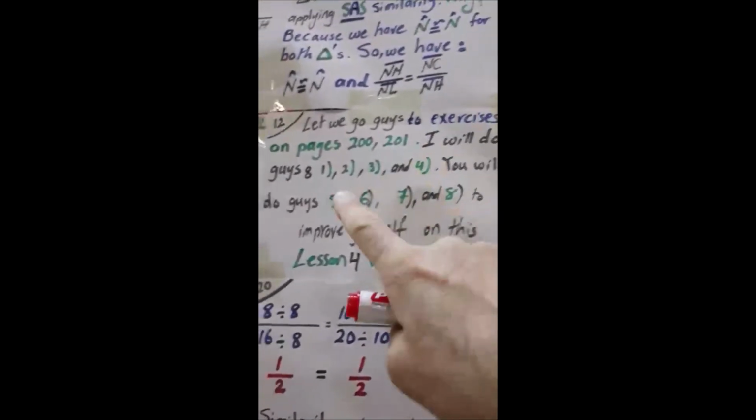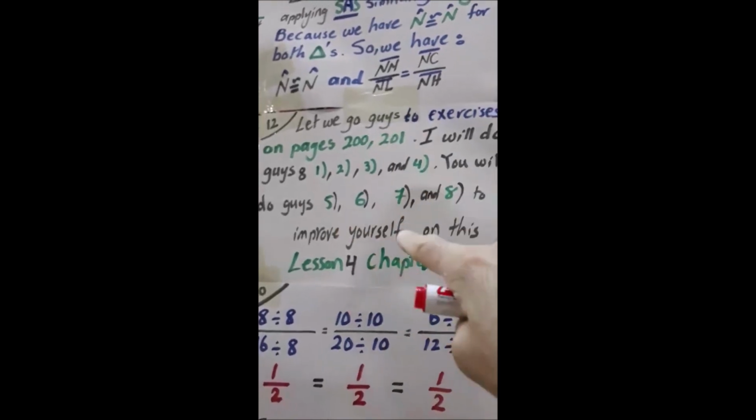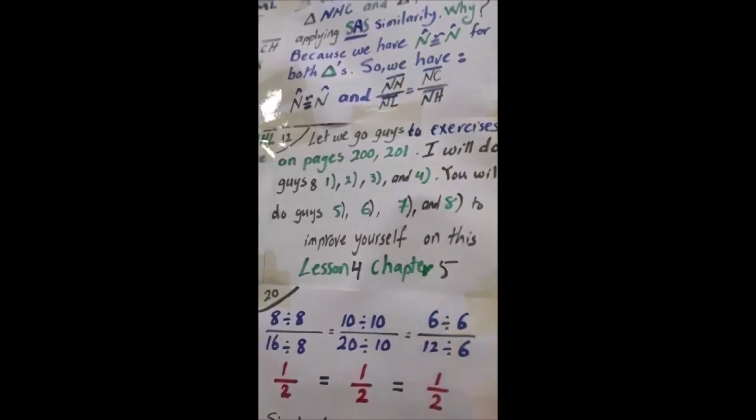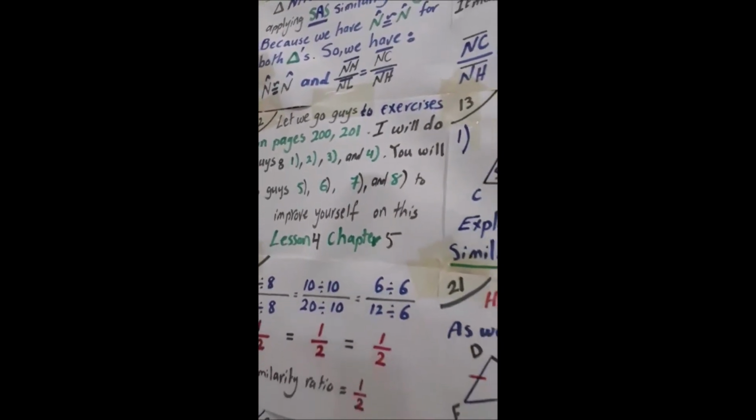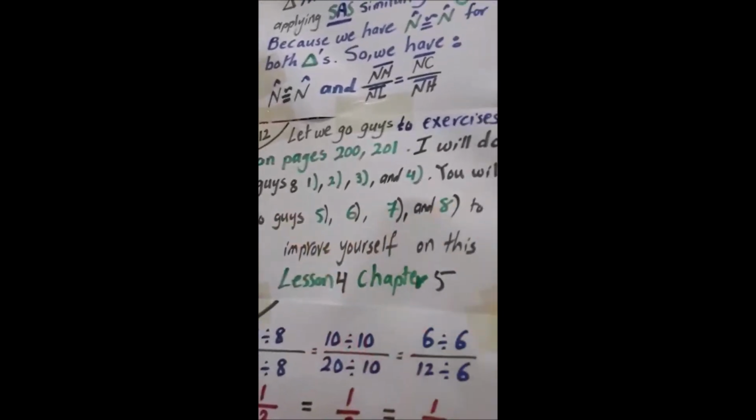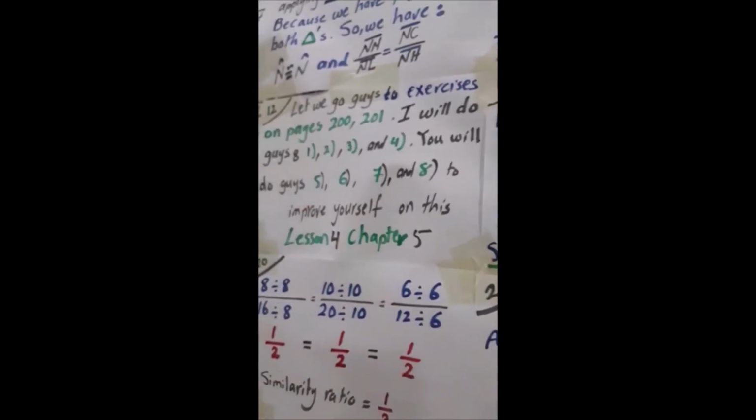So we finish by this everything about lesson 4 in chapter 5. Don't forget to do for me, as you see, I did for you number 1, number 2, number 3, number 4 on page 200. I want you to improve yourself and do 5, 6, 7, 8. And as I told you, we finish everything on lesson 4, chapter 5.